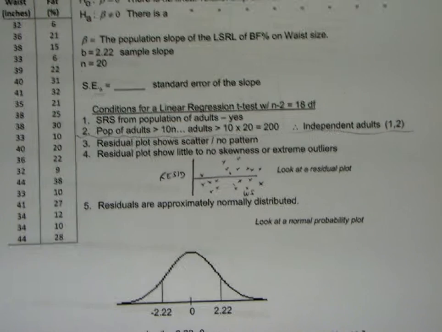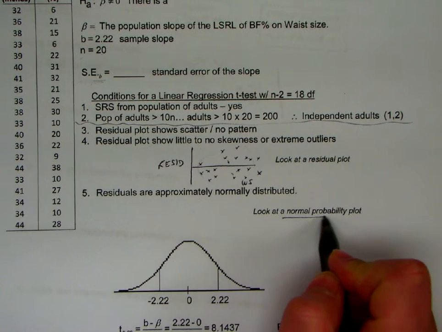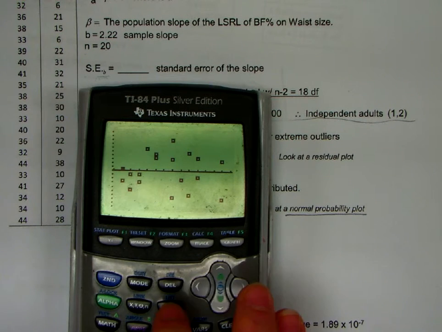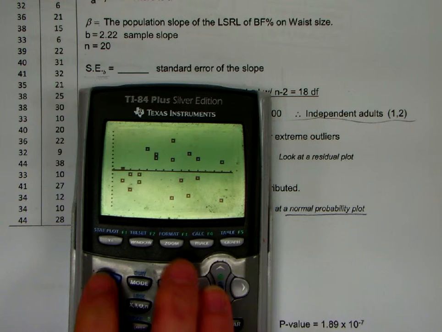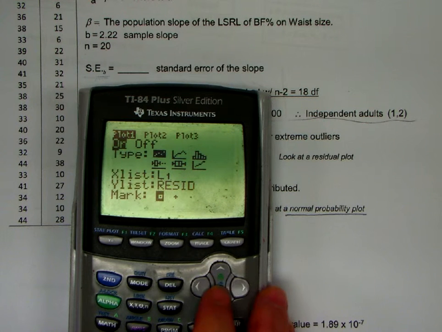And then the last one we have to look at is we need our residuals to be approximately normally distributed. So we are going to look at this thing called a normal probability plot. We've probably looked at it once in your life, and you probably don't remember. Go to your plots, and it's the very last one. This was a test question, where that's a normal probability plot right there. We want L1 versus L2.